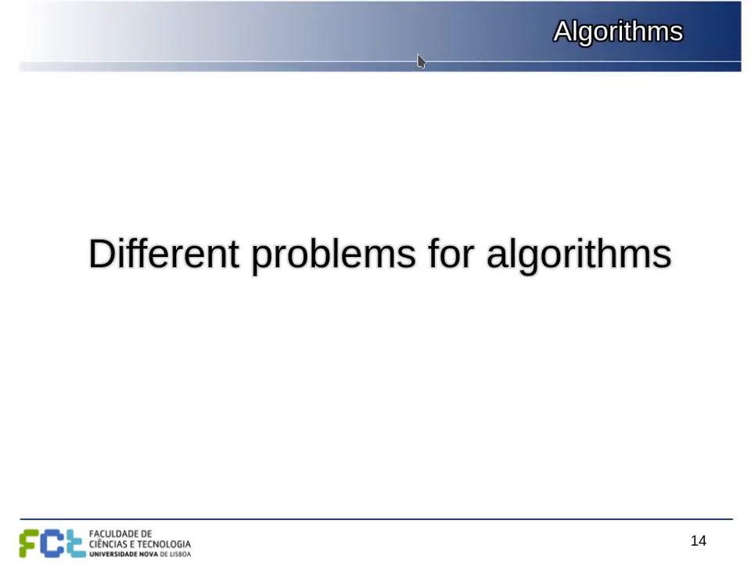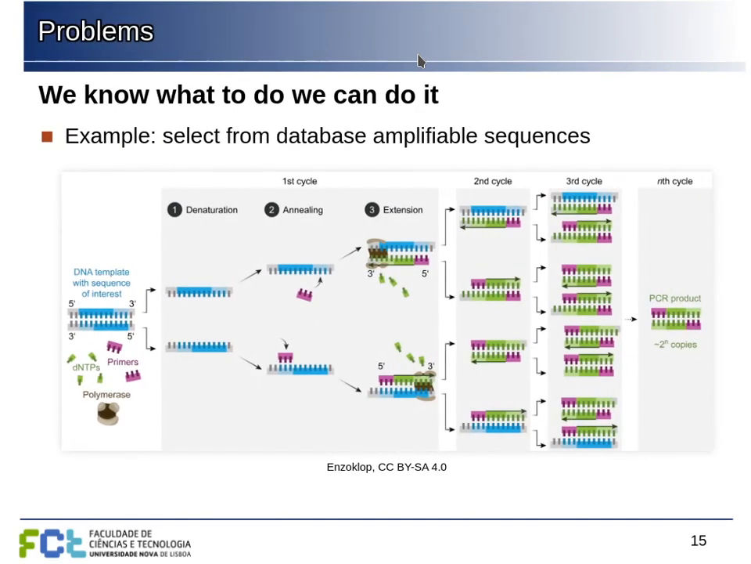So, different problems may arise when we want to solve them with algorithms. One common situation, which is the one in which most naturally we think about the algorithm and try to implement it, is when we know exactly what we want to do, and those are things that the computer can do. So we can do it with an algorithm that we can implement in the computer. For example, suppose that we want to select from a database of sequences those sequences that will be amplified if we use a given pair of primers.